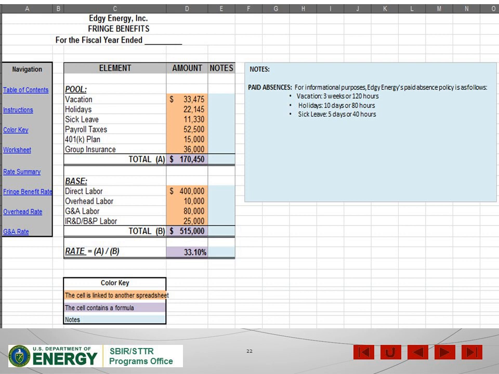Since fringe is applied to total labor, portions of the fringe benefits will be added into the other cost pools. The amount of fringe to be added into the pool must equal the total of the base labor times the fringe benefit rate.